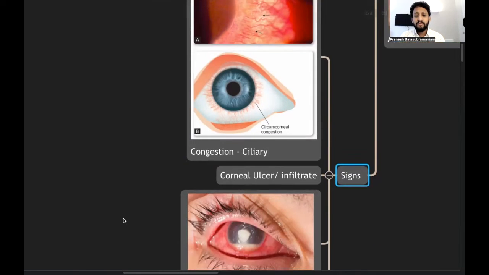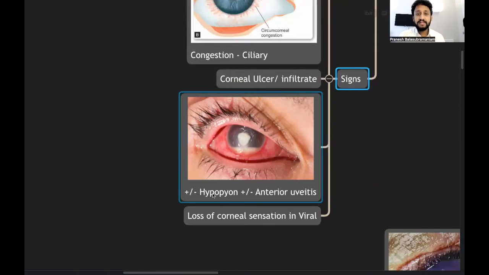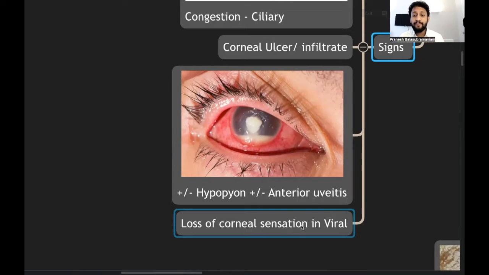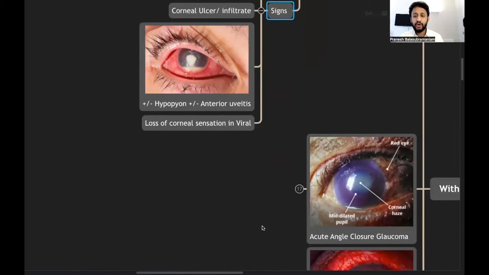Okay. Presence of an infiltrate or a corneal ulcer is going to be the sign in an acute keratitis, which is very obvious. The more important is if you're going to see a hypopyon, that indicates a deeper infection. Okay, it's not just a superficial infection, more of a deeper infection. So patients can present with hypopyon, which is very important. The patient may have an anterior chamber reaction as well. And more importantly, in viral keratitis, in herpes simplex or herpes zoster infections, there's going to be loss of corneal sensations.